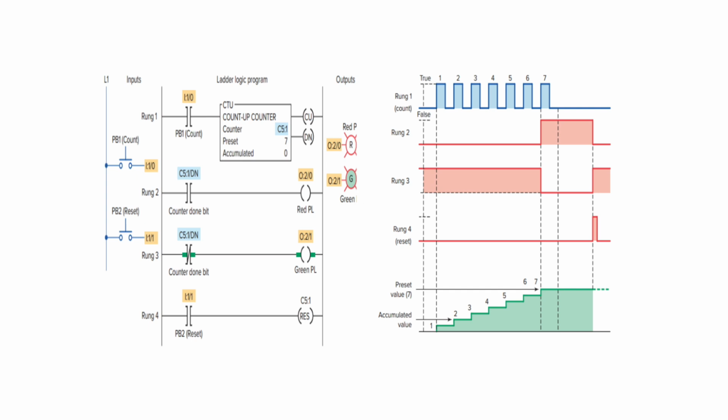The counter is reset by closing push button PB2, which makes rung 4 true and resets the accumulated count to 0. Counting can resume when rung 4 goes false again. You can also see this procedure in the timing diagram.